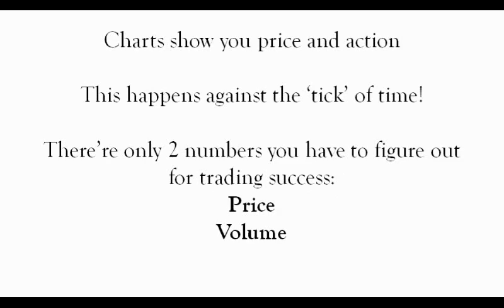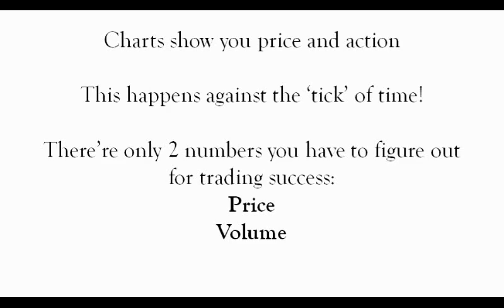So charts show you price, and they also show you action. They show you volume. So that's what price shows you. So the characteristics of price show you this. They explain what the price action is based on the activities that are happening on a ticker tape. So this happens against the tick of time. So everything that we end up seeing on a chart is a derivative of what's happening on the ticker tape, or what's happening in real time. So this is a ticking clock. So what's happening in real time or current time.